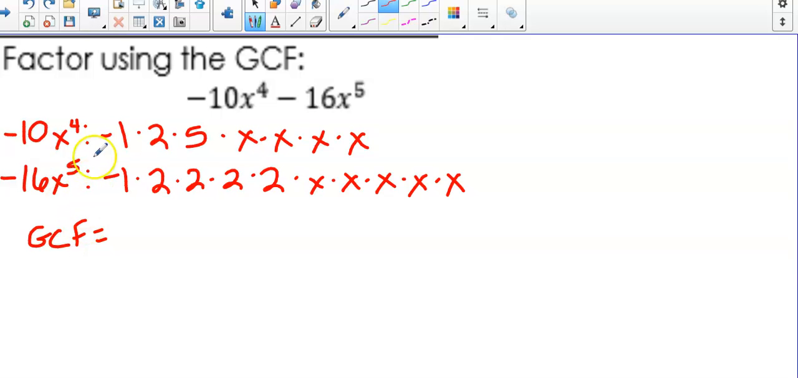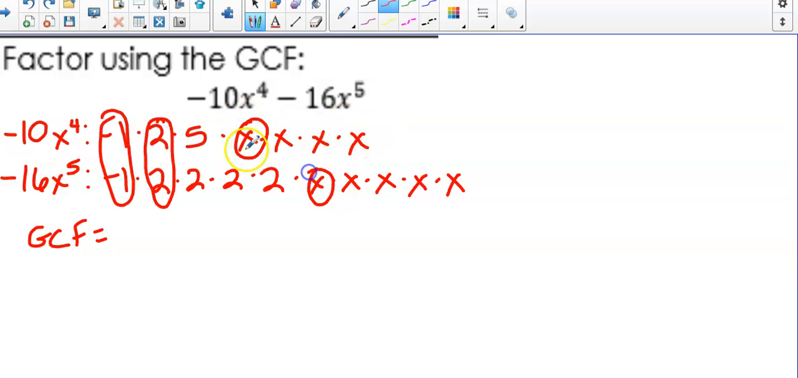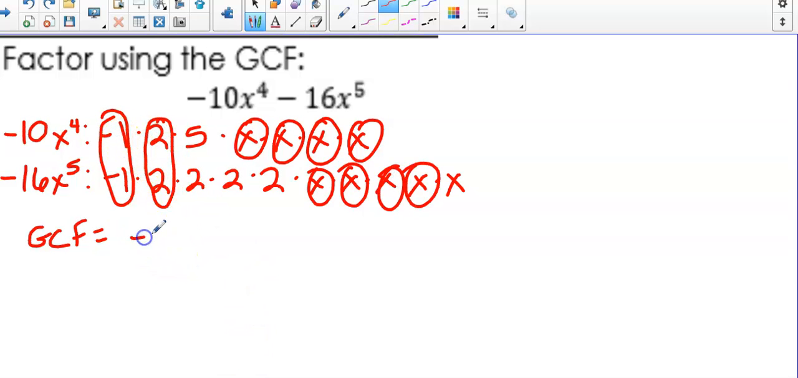And then when we find the greatest common factor, we need to first identify all of the common factors. So we have a -1, and we have a 2, and then we've got x, another x, another x, and another x. So we multiply these together, so -1 times 2 gives me -2. I have x times x times x times x, that's going to be x to the 4th.